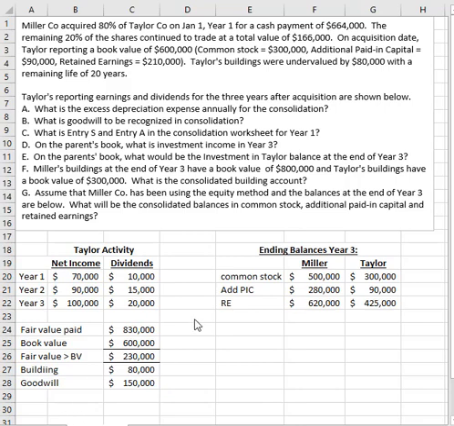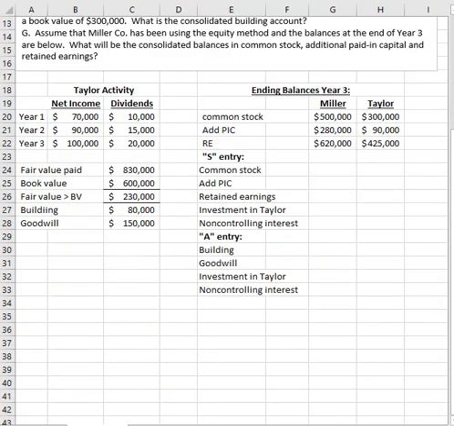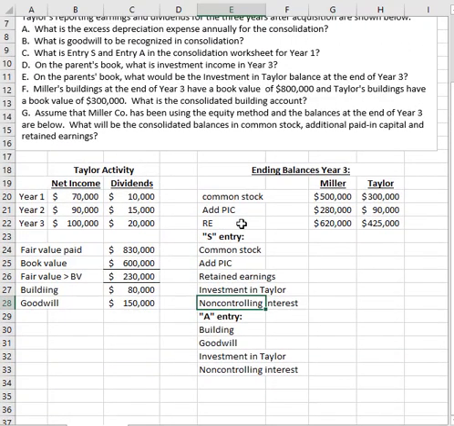Now they would like some journal entries. So here I've set up kind of the bones of the S entry and the A entry when there's non-controlling interest. So the S entry would remove common stock. If there was additional paid in capital, it would remove that, and then the beginning retained earnings. And then you would add these three up, 80% of that will be credited to the investment, and the other 20% would go to non-controlling interest.